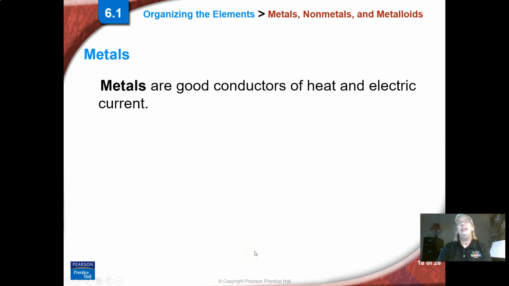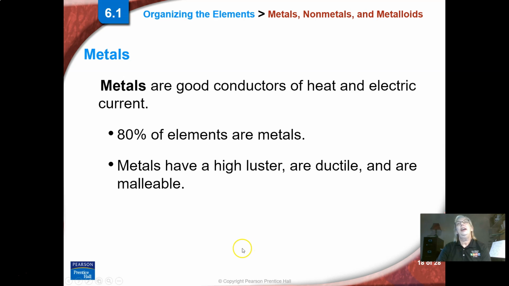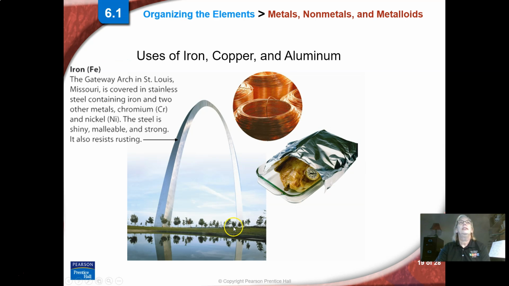Metals are good conductors of heat and electricity, so copper, we use that in electrical cords because it lets electricity run through it. And we use metal for pots and pans. 80% of elements are metals, and they have these characteristics. They are shiny, they can be pulled into a wire shape, and they can be hammered or moved around and change their shape. That's malleable.